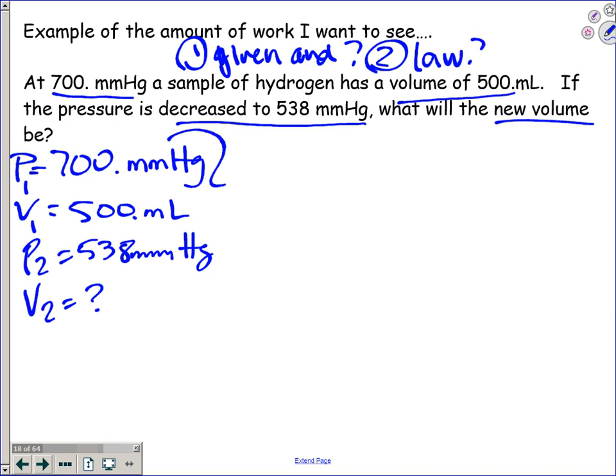So we're going to use this information. We're going to plug it into what equation? P1 equals. Good. And so yes, this is multiplied together. So P1 times V1 equals P2 times V2.